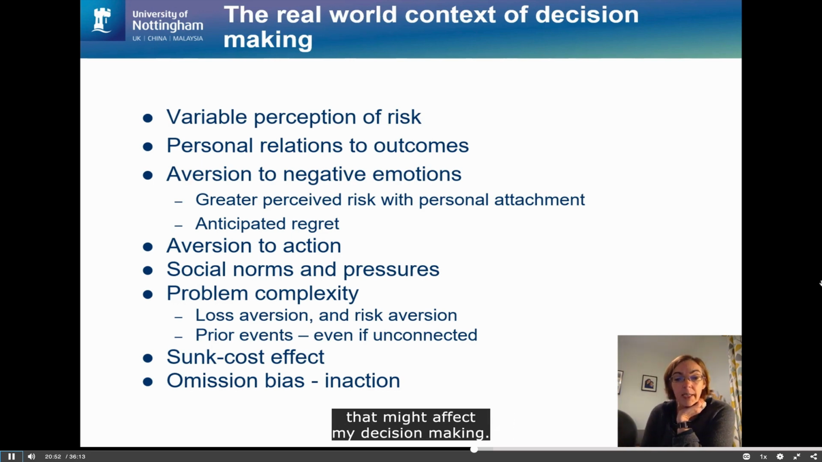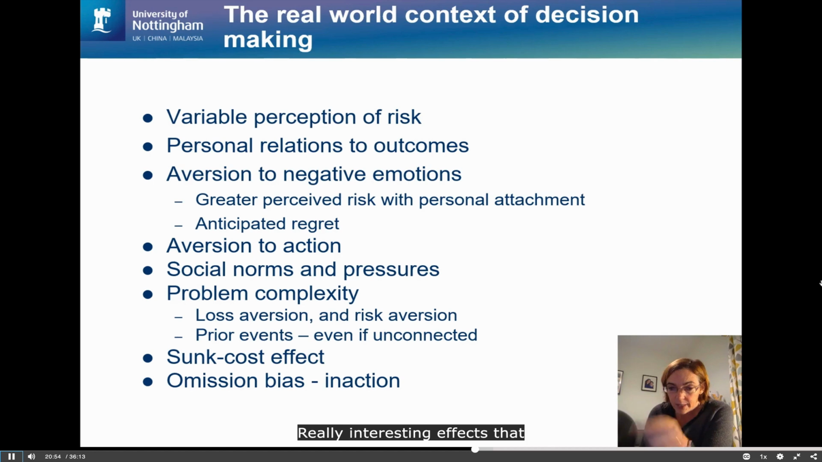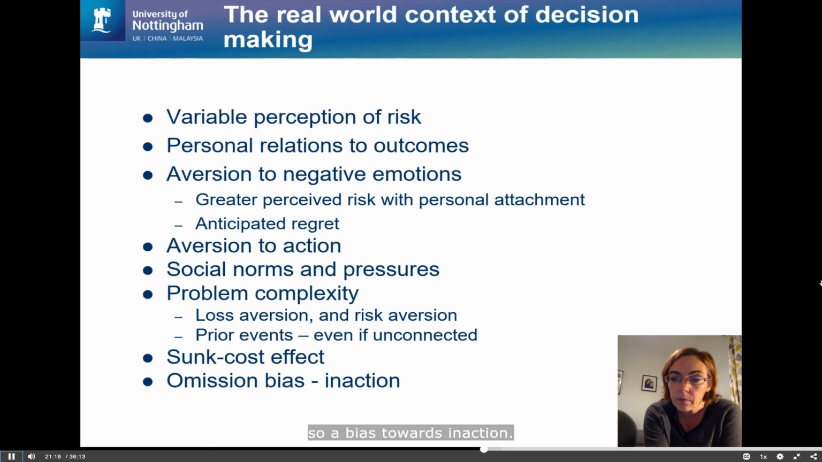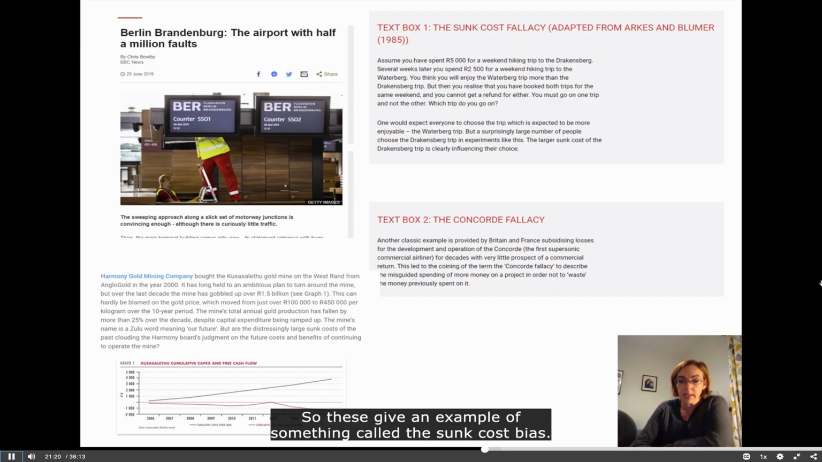A really interesting effect that I'll talk about on the next slide as well is called the sunk cost effect. This is where, when we've invested financially or in terms of time in a particular solution, even if that solution is not working, we have a tendency to stick with the original solution. And then also omission bias, a bias towards inaction. So these give an example of something called sunk cost bias.